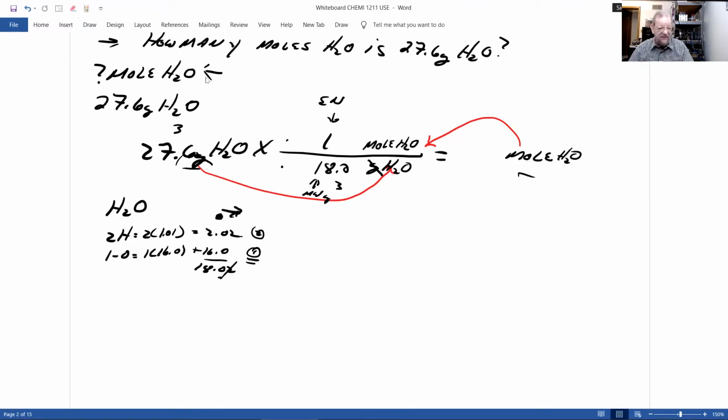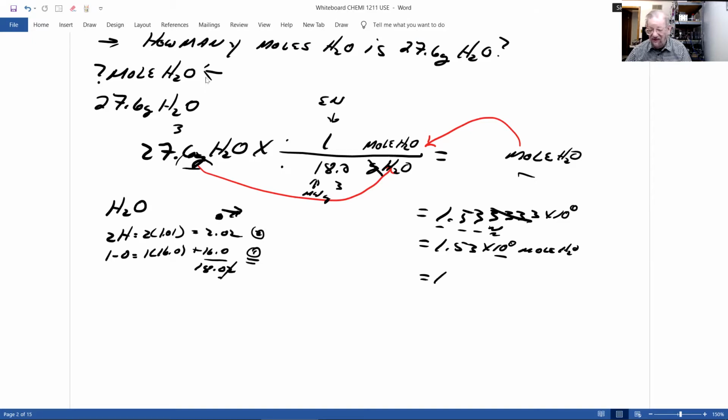So now I can turn on my calculator, clear it, take 27.6 divided by 18.0, hit enter, and I get, I love my calculator, 1.53333, some more 3s, times 10 to 0. Round this off to 3 significant figures, 1, 2, 3. Use 3 to round off, and that's 4 or less. I drop this, so it's 1.53 times 10 to the 0 power moles H2O. Remember, 10 to the 0 is 1, so you could write it that way, or you could just write it this way. Either one would be correct.